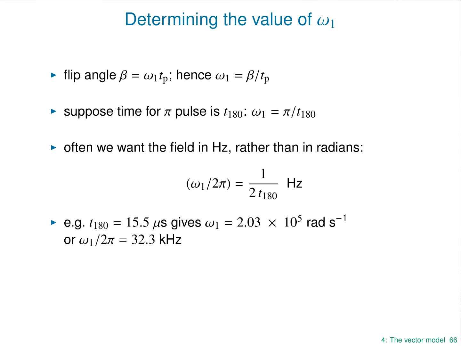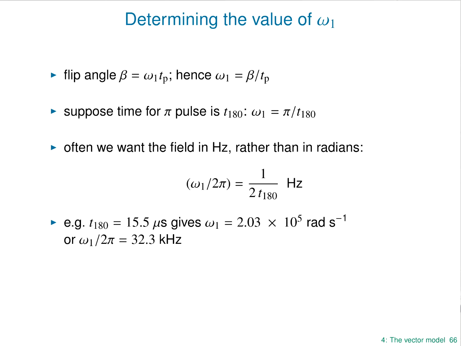And if you want the field in hertz rather than radians per second, you need to divide by 2 pi. So the field in hertz, omega-1 over 2 pi, is just 1 over twice the length of a 180. And of course you'll recognize that twice the length of the 180 is actually the time for a 360. And so that's just 1 over the period, which is the frequency. So to take a concrete example, suppose you determined the 180 degree pulse was 15.5 microseconds. You could work out from that, using that formula, that omega-1 was about 2 by 10 to the 5th radians per second, which is 32.3 kilohertz.